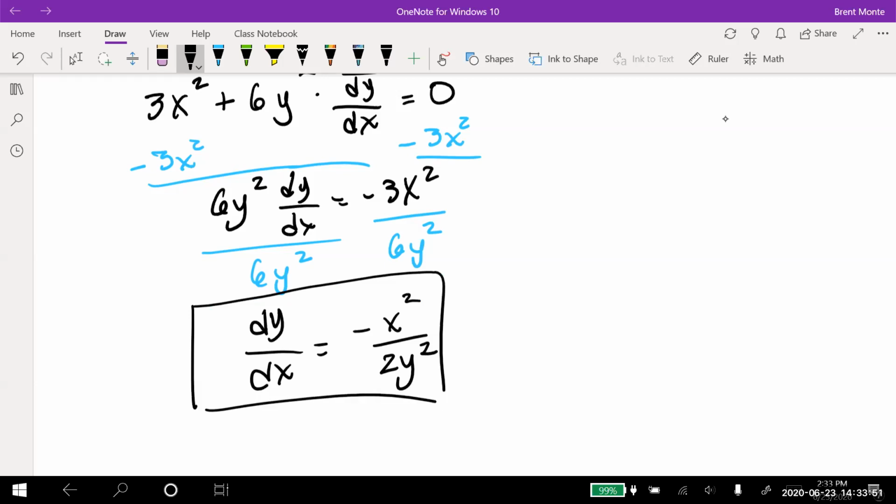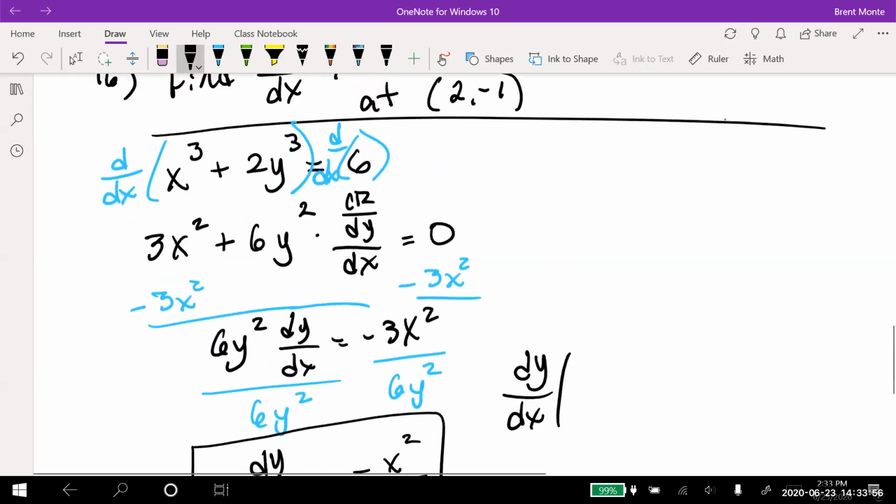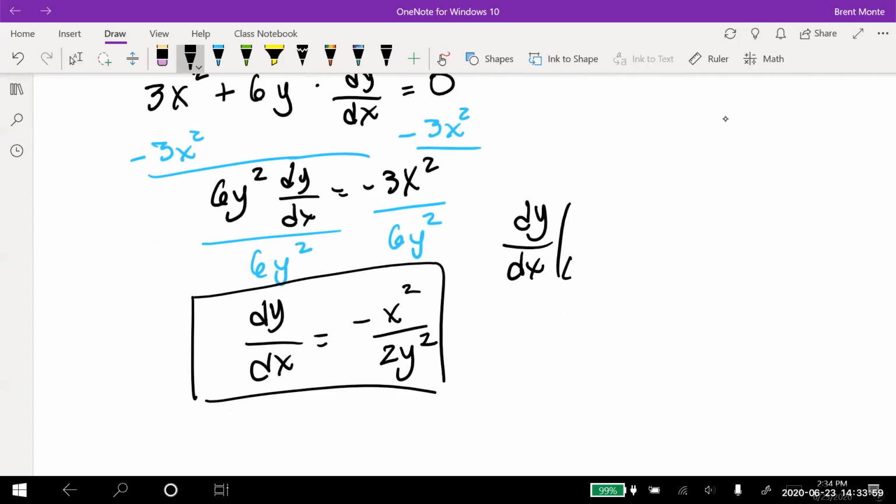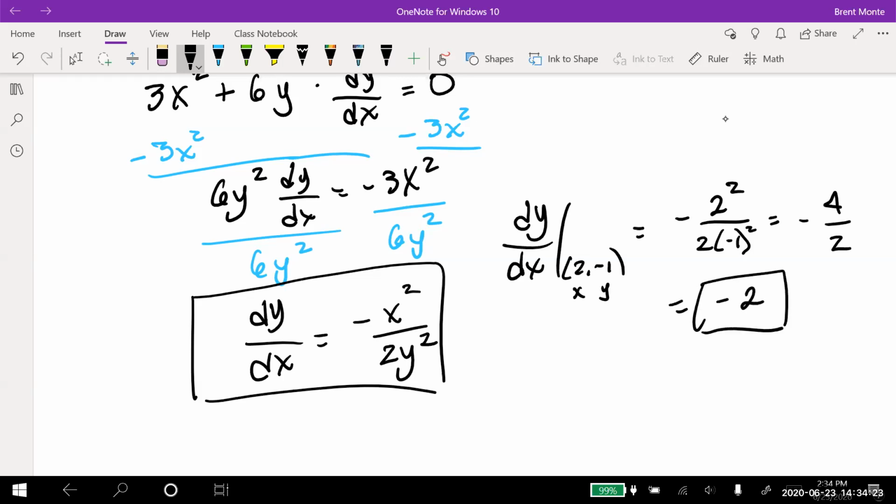And if I want to evaluate it, we'll just put it right here. dy/dx evaluated at, and what they give us, (2, -1). Remember, the 2 is the x, the -1 is the y. I just plug it in. So it's negative, and then 2 squared over 2 times (-1) squared. Well, that's negative. The top is 4, the bottom is 2. So I get an answer of -2. That's my slope of the tangent line at that point. It's also the slope of the curve at that point.